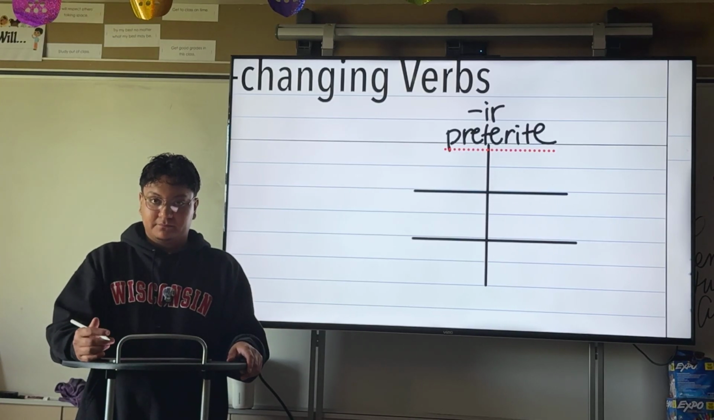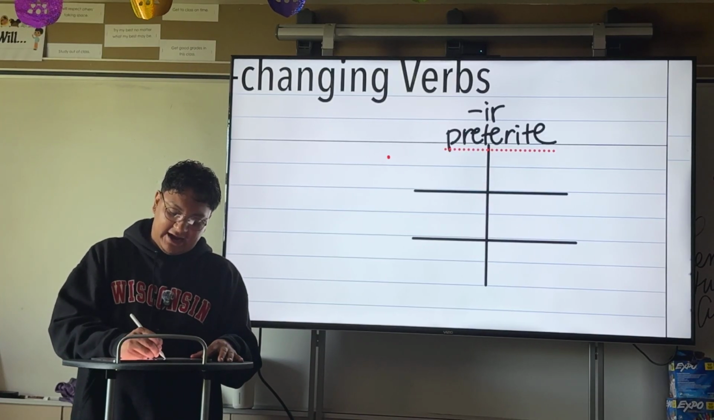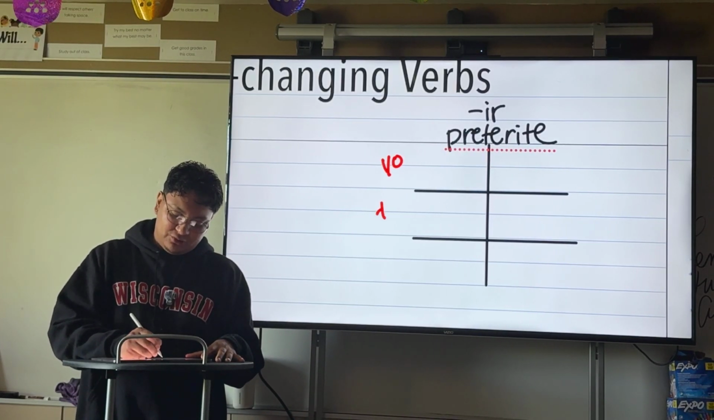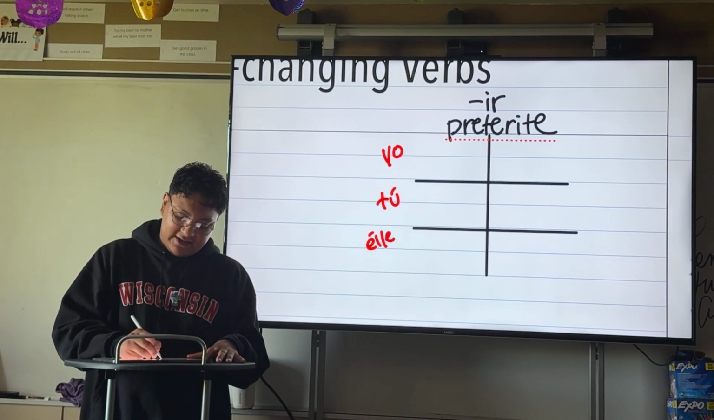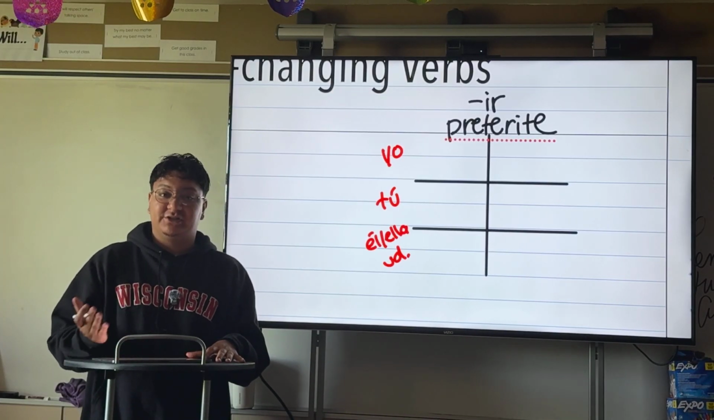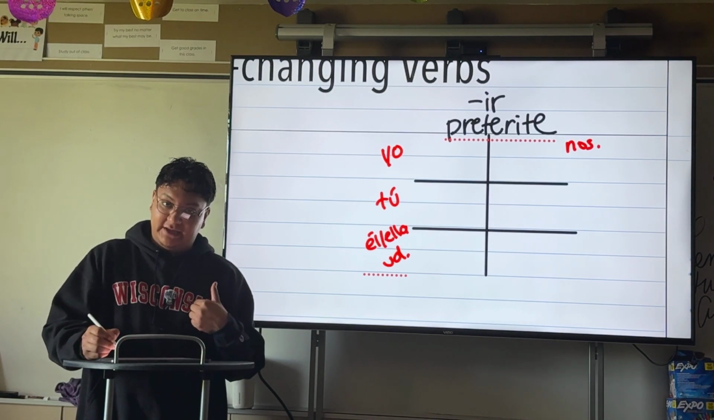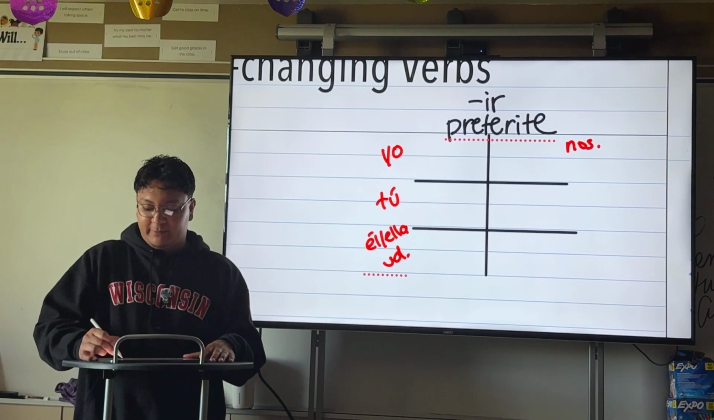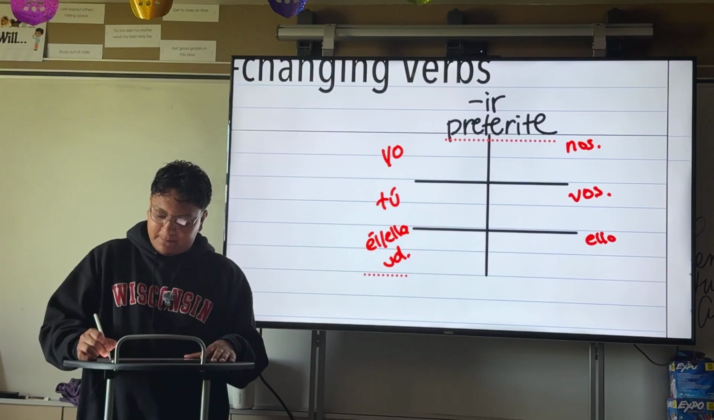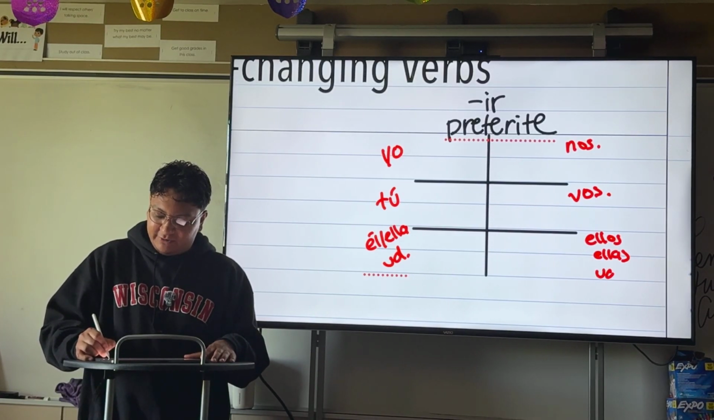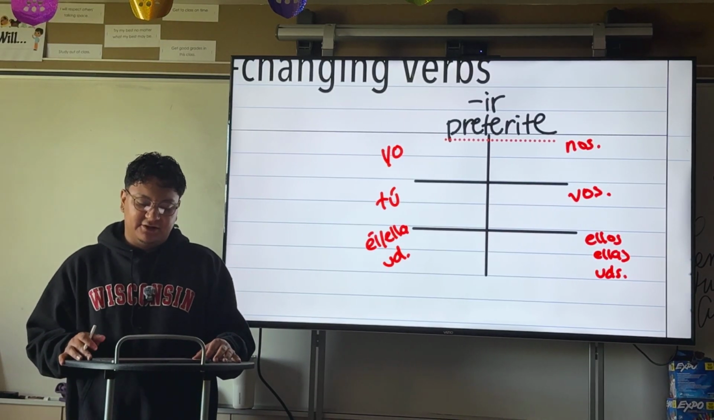And if you forgot your pronouns, let's do that together. Top left will be yo or I. Middle left will be tú, you, informal. Bottom left will be él with an accent, ella, usted, which is you, formal. Top right will be nosotros or we. Middle right will be vosotros or you all. And then bottom right will be ellos, ellas, and ustedes or you all, they, and ustedes, formal, right? So, IR preterite.